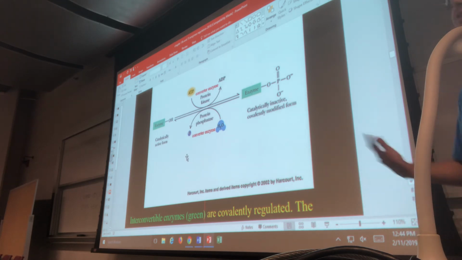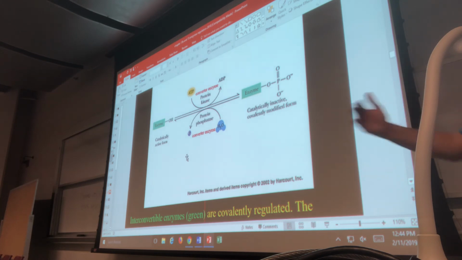Okay? So each of these are converter enzymes because what are they doing? They are attaching or removing a phosphate from a target. They are converting their target, either turning it on or turning it off. So kinase and phosphatase are your converter enzymes.